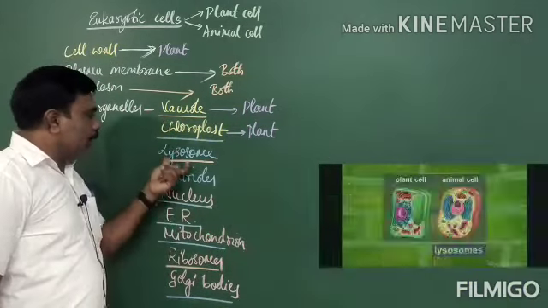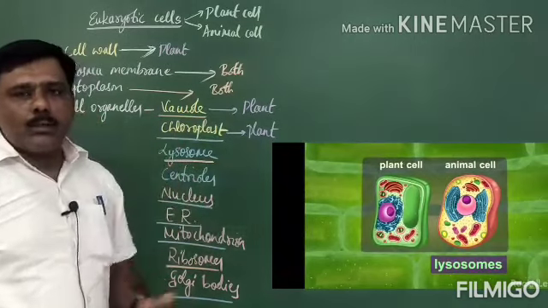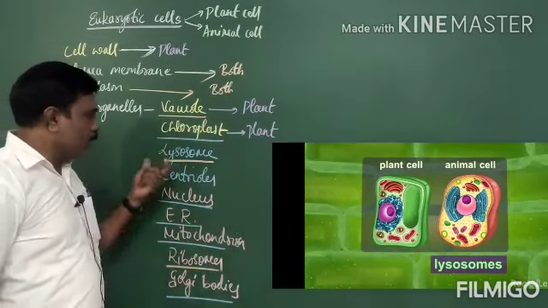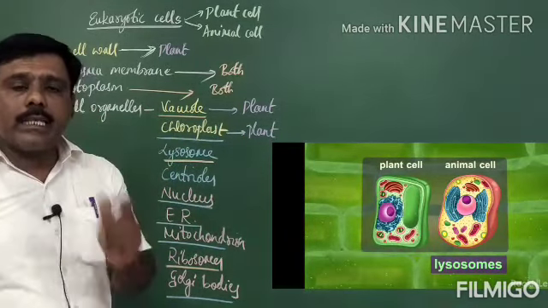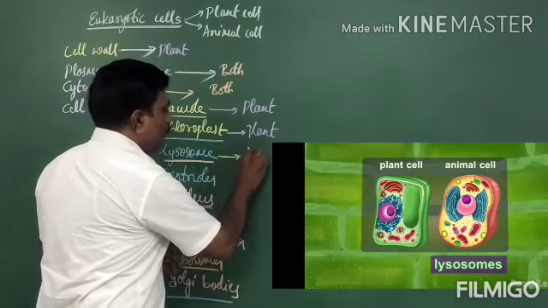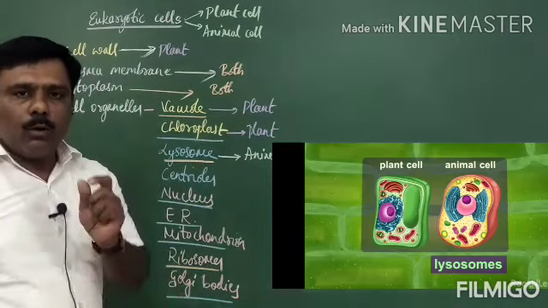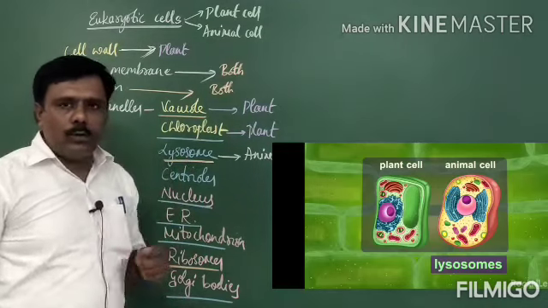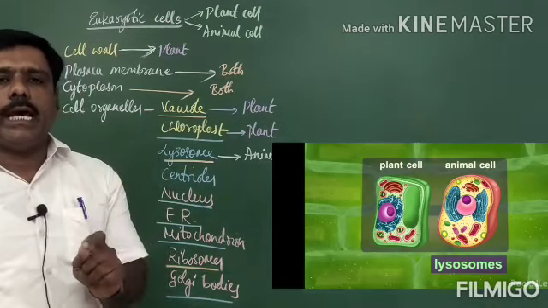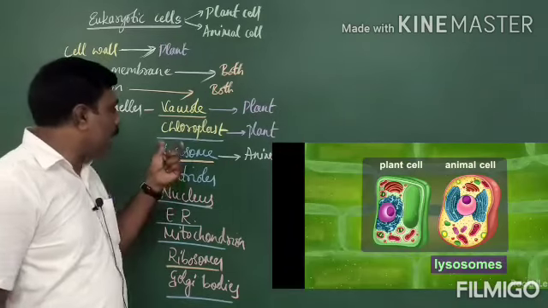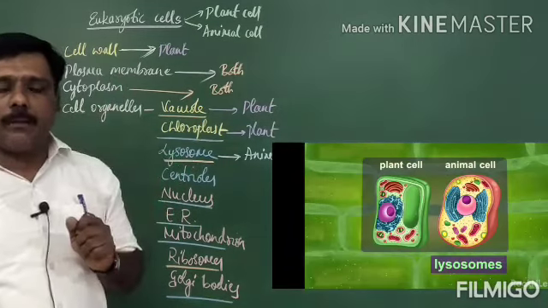Then, coming to the lysosome. This lysosome is a single membrane bounded cell organelle. It is found only in animal cells. What is this lysosome? It is commonly called the suicidal bag of the cell.